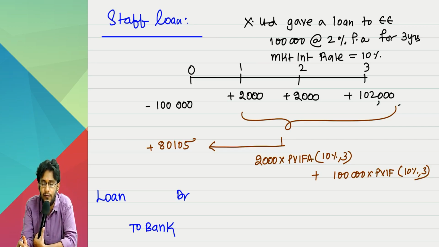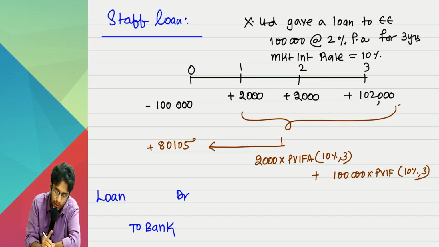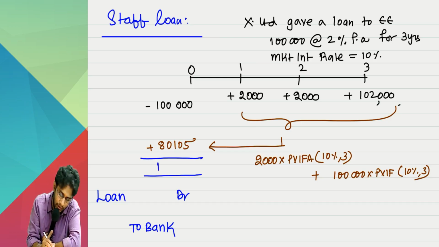Ideally, for the cash inflows the employee is paying to the company, our company should give him only an amount of 80,105. But looking at his face, because he is our employee, I paid him 1 lakh. How much extra did I pay? 19,895. The extra amount paid.